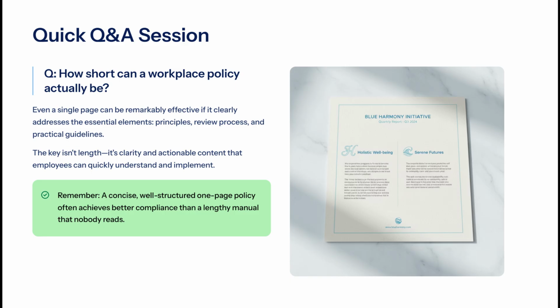Here's a quick question for you. Can a workplace AI policy be just one page long? The answer is yes. In fact, one page can often be the most effective format if it covers the essentials, principles, review, and guidelines. Why? Because clarity builds compliance. Employees will actually read and follow a concise policy. A 20-page manual, that's a recipe for being ignored.